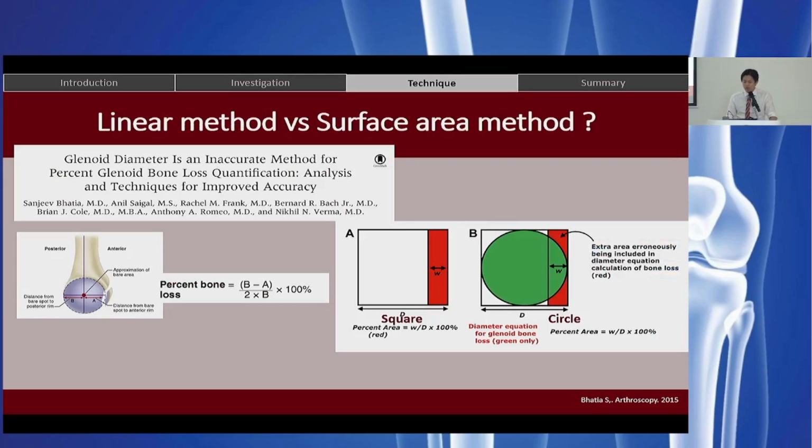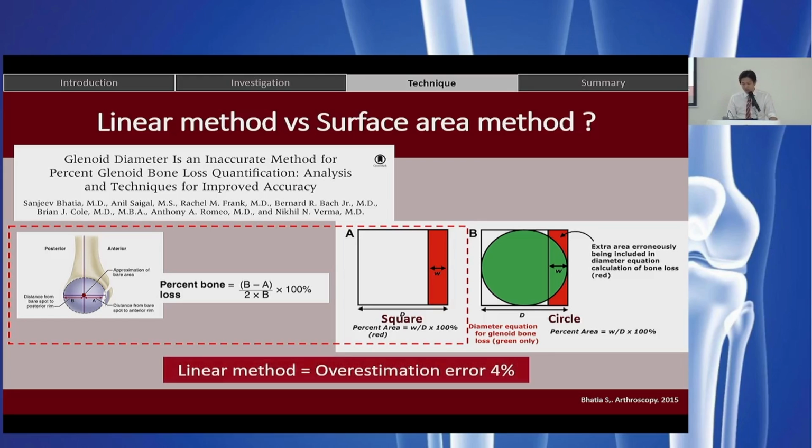So, which method shall we use? There's a study published in Arthroscopy 2015 which says that the typical linear method we use is calculating the area of a square, as shown in image A. But with our glenoid circle, the calculated area is often bigger than the actual area, as shown in the red region in image B. So this study found that the linear method can have an overestimation error of around 4%.